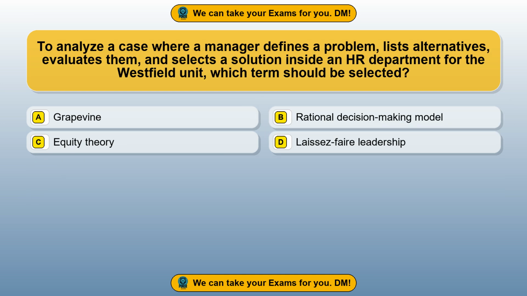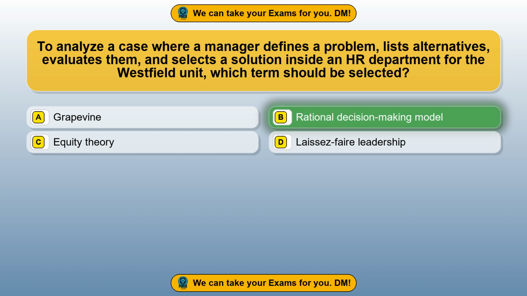Question 43. To analyze a case where a manager defines a problem, lists alternatives, evaluates them, and selects a solution inside an HR department for the Westfield unit, which term should be selected? Option A, grapevine. Option B, rational decision-making model. Option C, equity theory. Option D, laissez-faire leadership. The correct answer is option B, rational decision-making model.